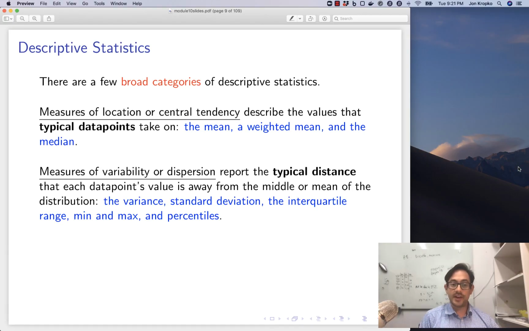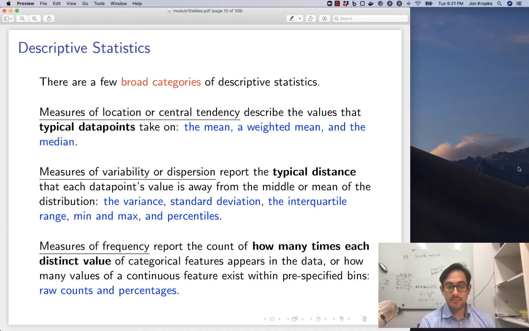Now there are measures of variability or dispersion, and those report the typical distance that each data point is away from its mean or middle. And so we could think of the variance and the standard deviation in this category. There's also the interquartile range, which we'll define in a bit, the minimum and maximum, and percentiles. And then measures of frequency, how many times each distinct value appears.